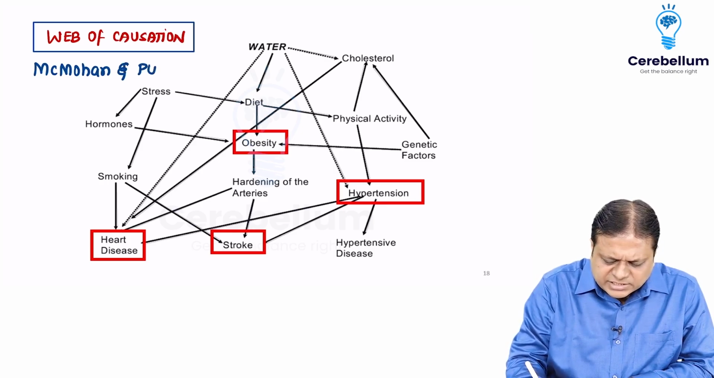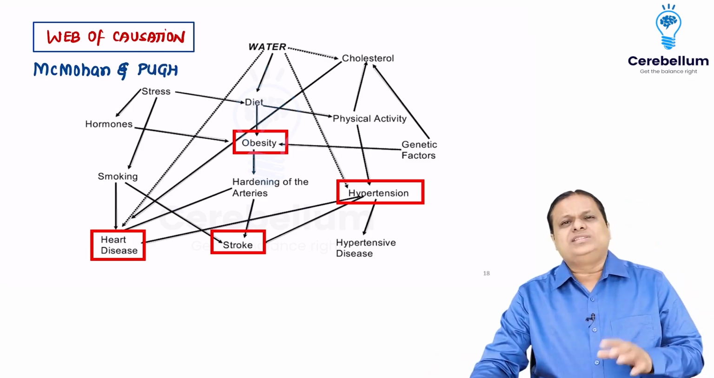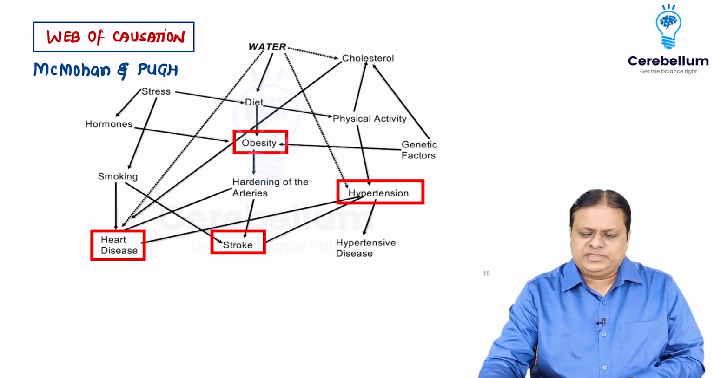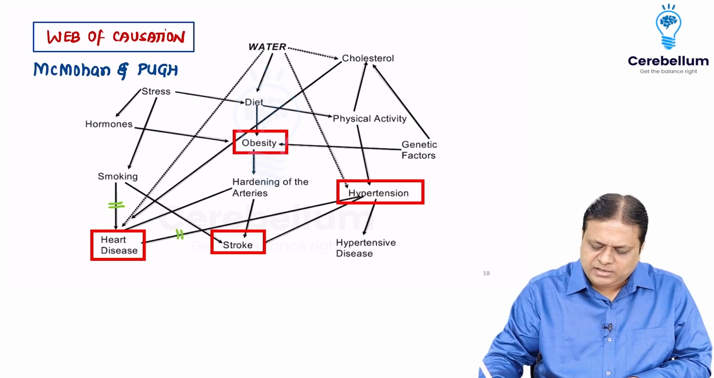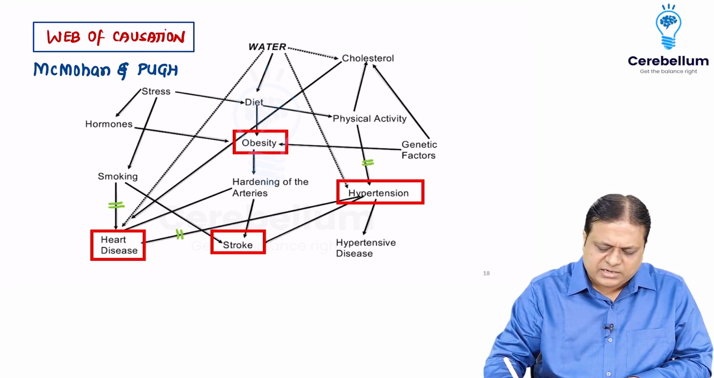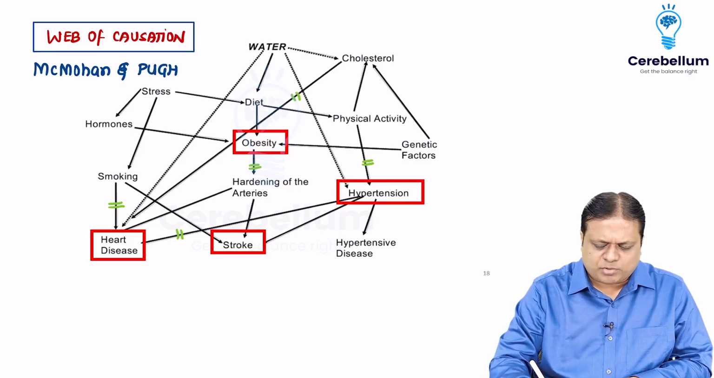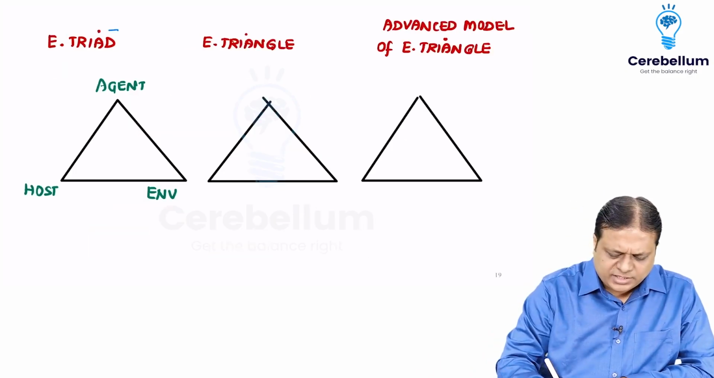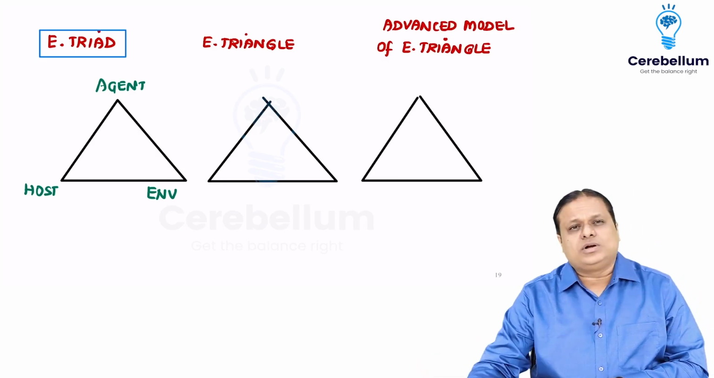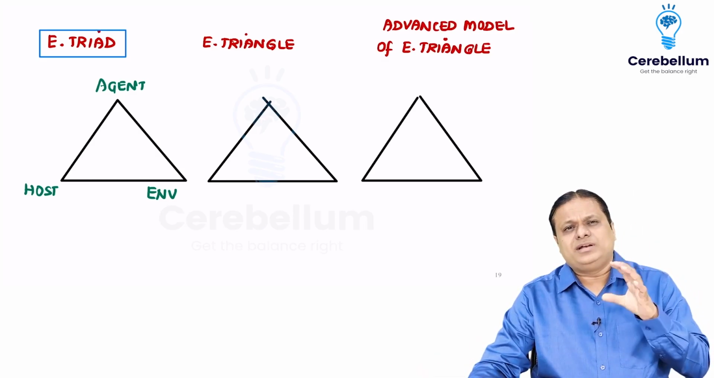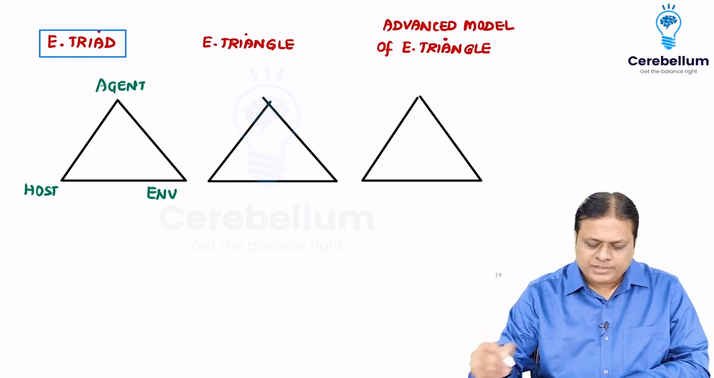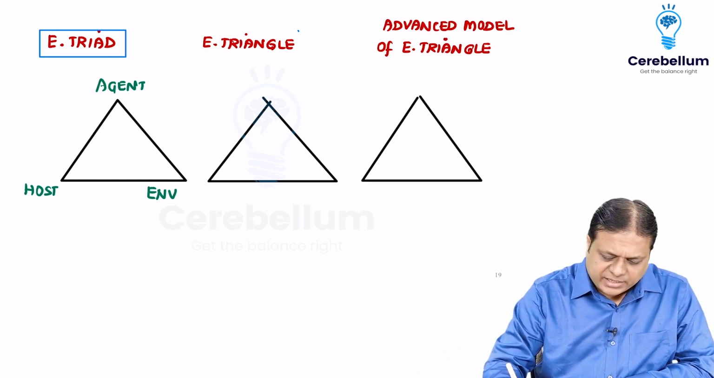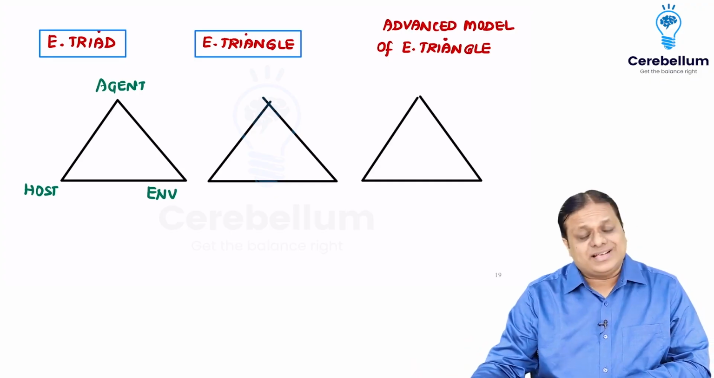And what is the exact use of using this web of causation model? This tells you the potential interventions which are possible for prevention and control of a disease in a population. So we have already seen three factors are required for a disease to occur: agent, host, environment. This triad is closed because interaction is required between them. If you look at epidemiological triangle, that is also exactly same.